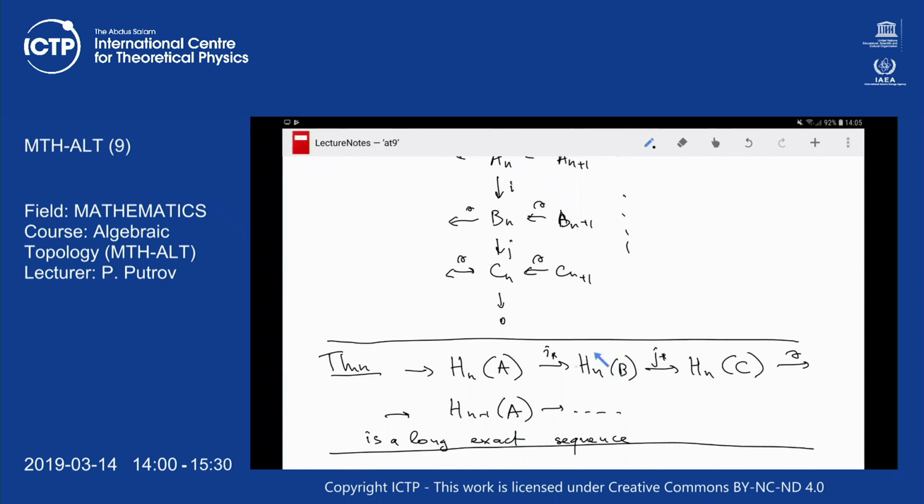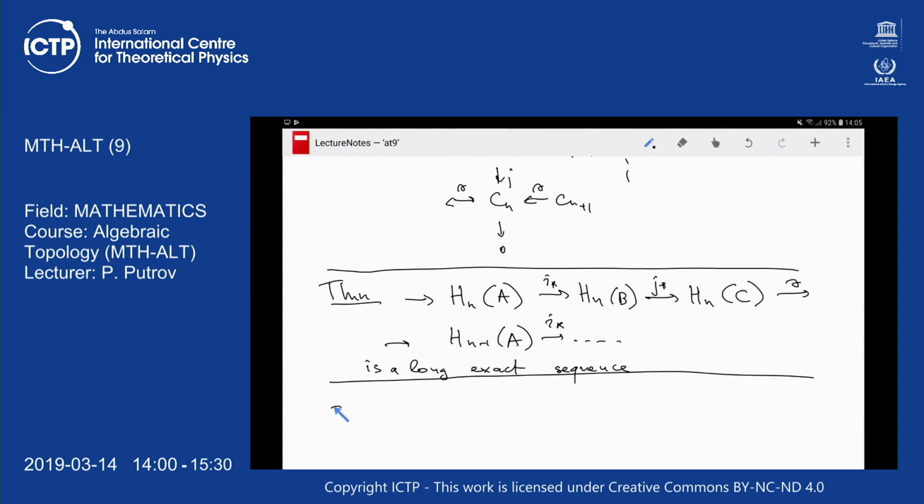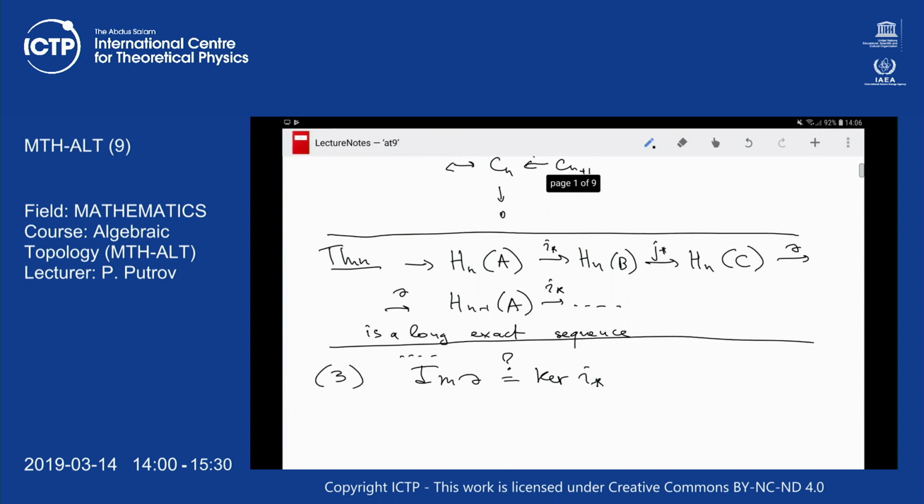And so we proved exactness in this part. So we proved that the image of I star is the same as the kernel of J star. We also proved exactness here, and what is left is to prove exactness in this step. This was the third part. So we want to show that the image of D here is the same as the kernel of I star. So this is what was left to show.